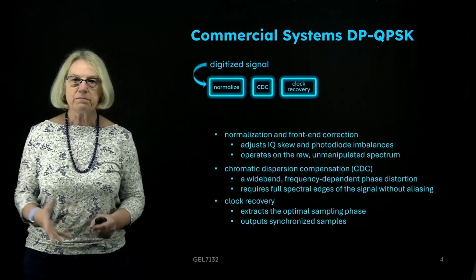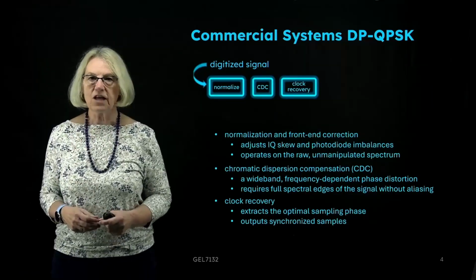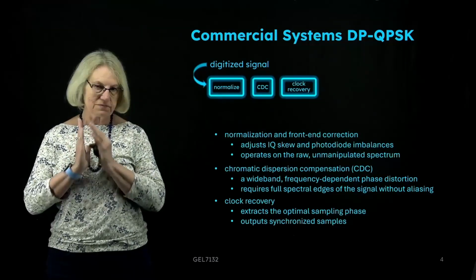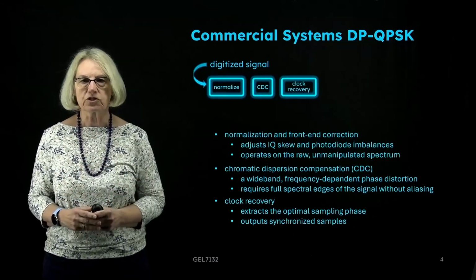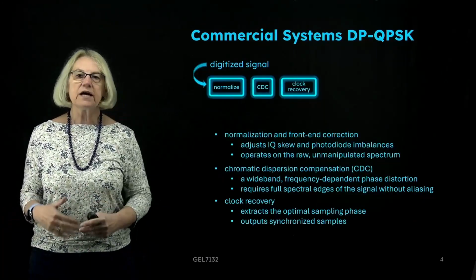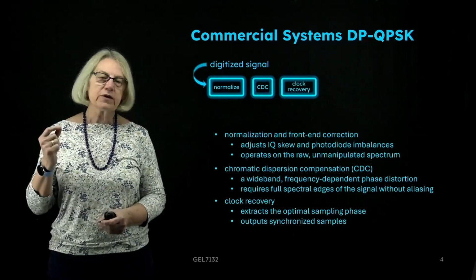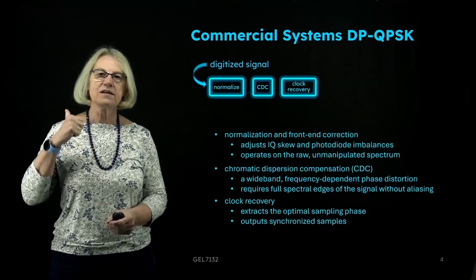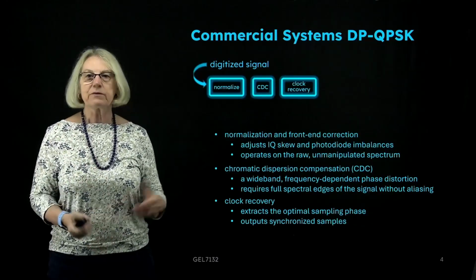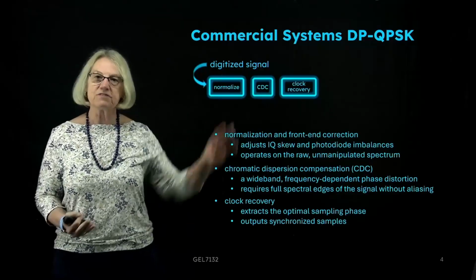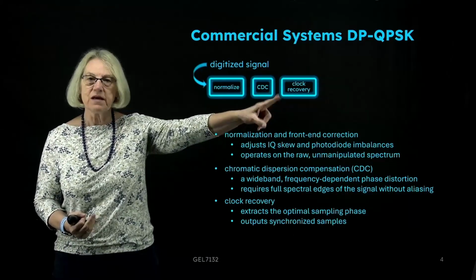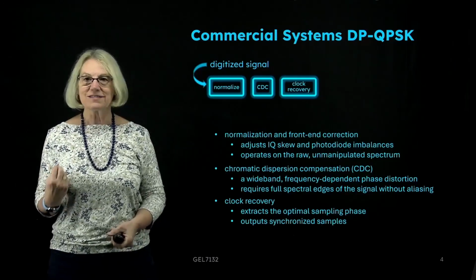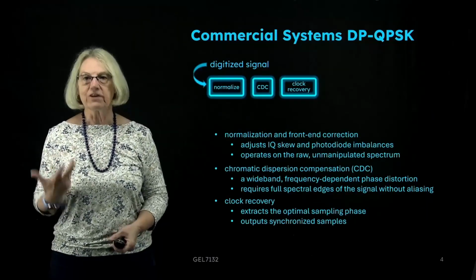The next item in the DSP chain is clock recovery. Once we've compensated for dispersion, we've brought our pulses back into the normal shape that they had at transmission, we can now do clock recovery. This is going to extract the optimal sampling time. Remember, we said that we're going to work with a linear sampling receiver, and this sampling receiver needs to know the right sampling time, so we have dedicated circuits in a commercial system that will recover the timing. And so this outputs synchronized samples, just like we saw in our linear sampling receiver.